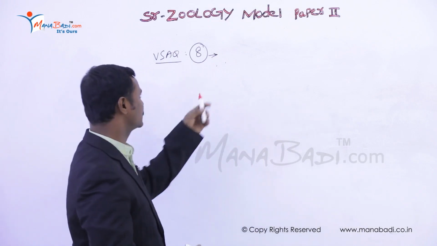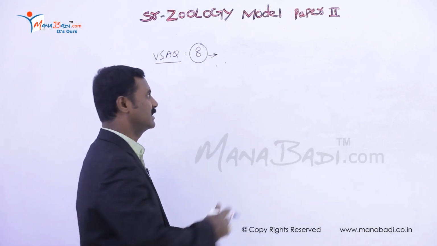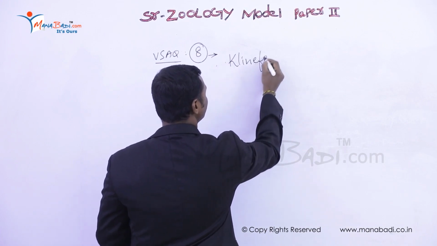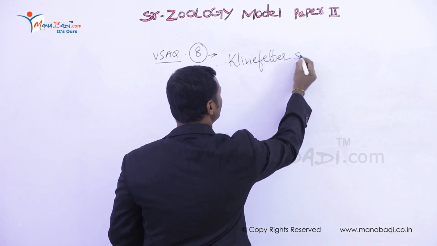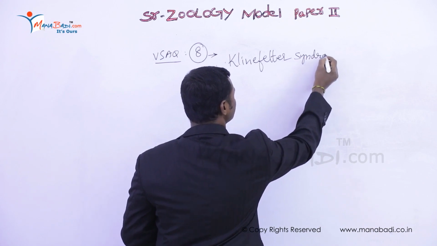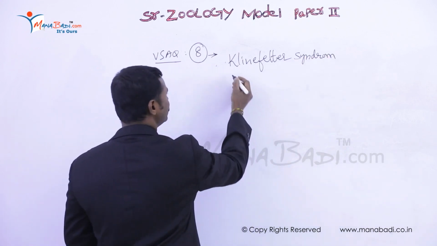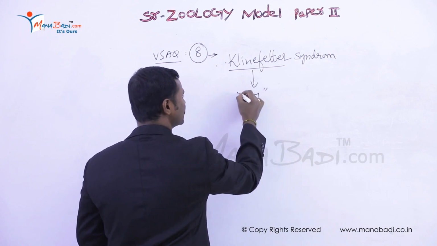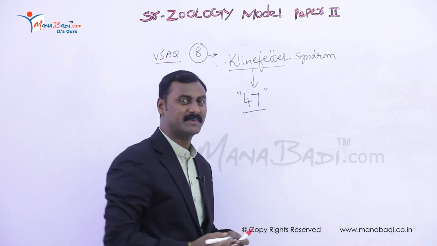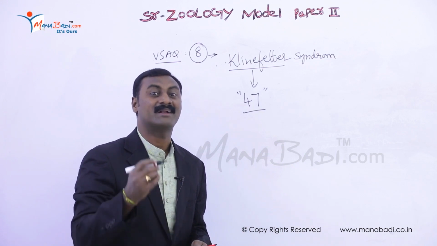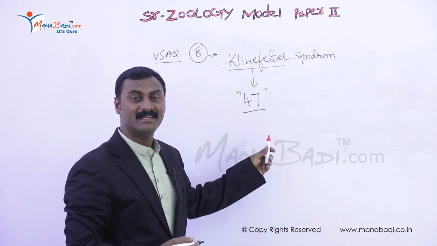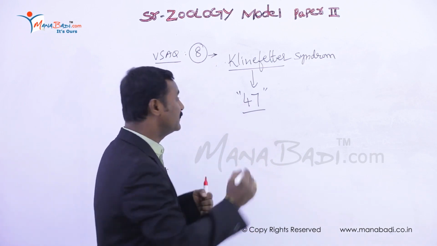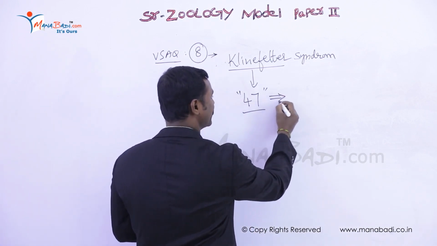Okay students, let us discuss question number 8, which is from genetics, that is Klinefelter syndrome. What is Klinefelter syndrome? Generally in Klinefelter syndrome, 47 chromosomes are there. Actually how many should be present in a human being? 46. But here 47, means one chromosome is extra. Which chromosome is extra? Let us see.